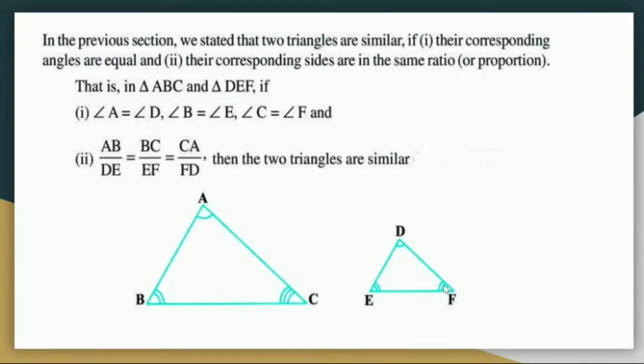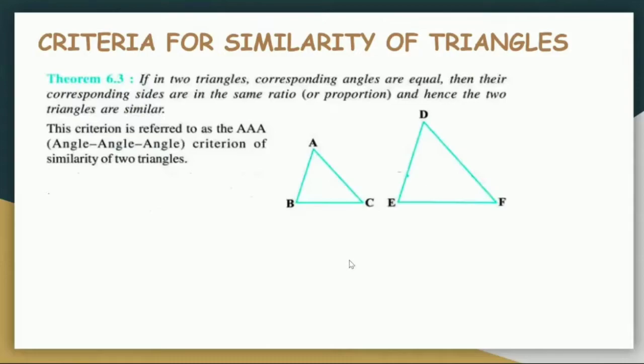But my dear children, even without proving all the six conditions, if we are able to prove a few important things correct, then also triangles are going to be similar. So what do we have? Let us discuss the criteria for similarity of triangles.